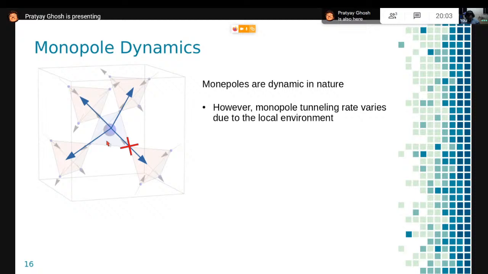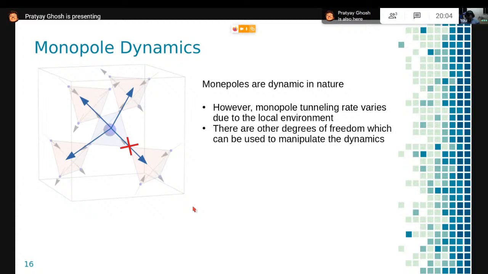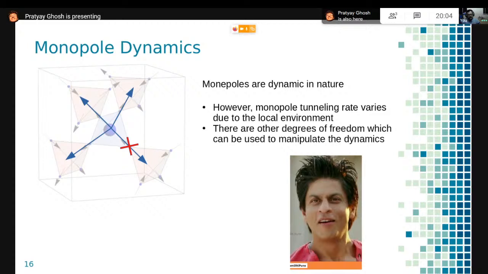And the tunneling rate, I mean, the monopole going from here to here is basically via a tunneling process. And this tunneling rate would depend upon the environment of the monopole. And there are other degrees of freedom there which could also manipulate the monopole dynamics. And that's what I'm working on. And I've learned a lot about these things, but still I'm not an expert, but I'm very overconfident about it. But well, that's what I'm working on.